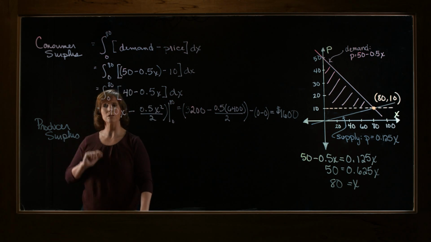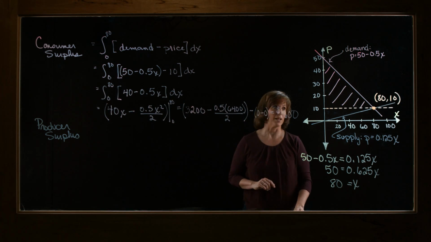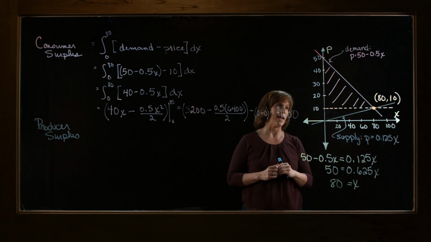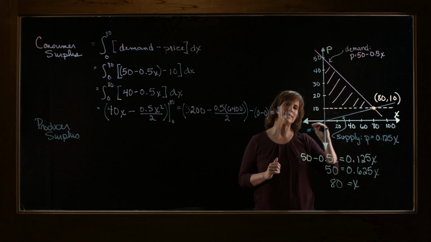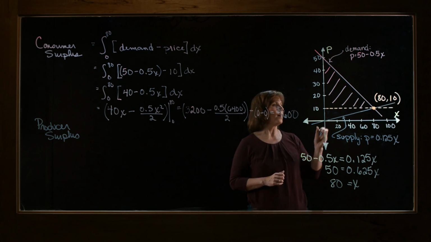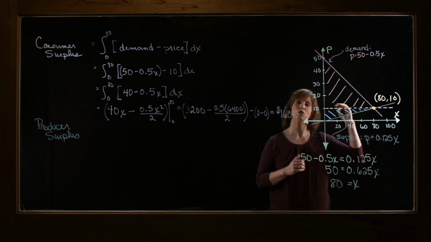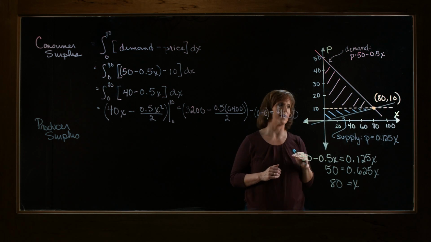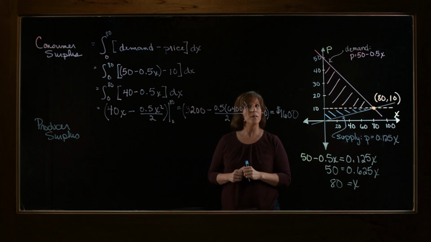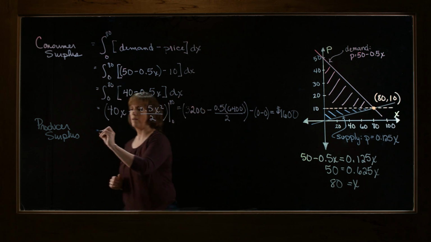All right, it's time to talk about the producer surplus. The producer surplus is the difference between the price that's actually paid and that minimum price needed for suppliers to be willing to supply the product. Well, that's going to be the area of this region, the region between the horizontal line representing the price and the supply curve. Again, we know that we can calculate the area of a region by using a definite integral.